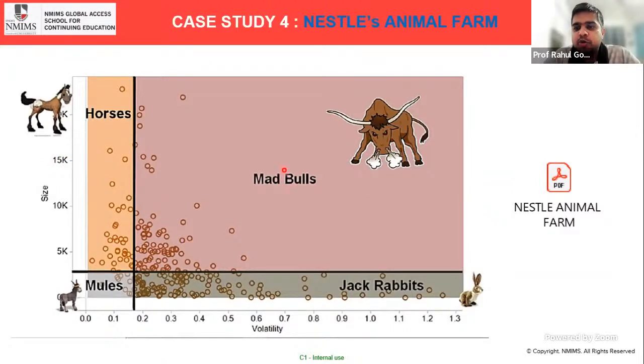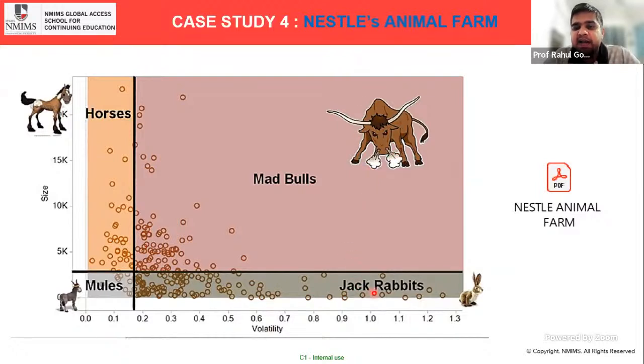So you can see Mad Bulls. Basically it's an animal farm. The SKUs which are highly variable, very difficult to forecast, and which also contribute to the business, are called Mad Bulls. So it is very difficult to tame or predict these Mad Bulls.